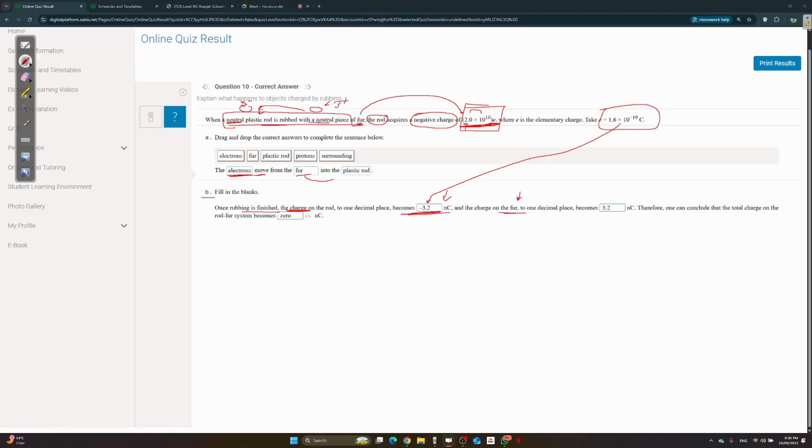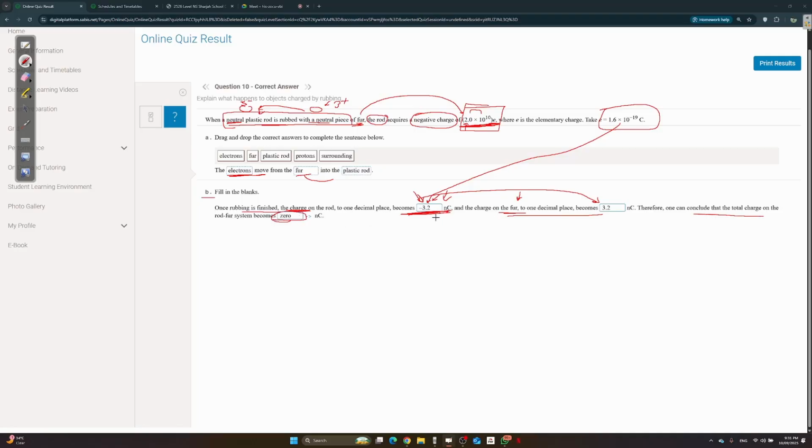So the charge of the plastic rod is negative 3.2 nanocoulomb, which would be times 10 to the minus 9 in your calculator. Since it's the plastic and the fur, if this is negative 3.2, the fur would be positive 3.2, the opposite. Therefore, one can conclude that the total charge on the rod-fur system becomes 0.